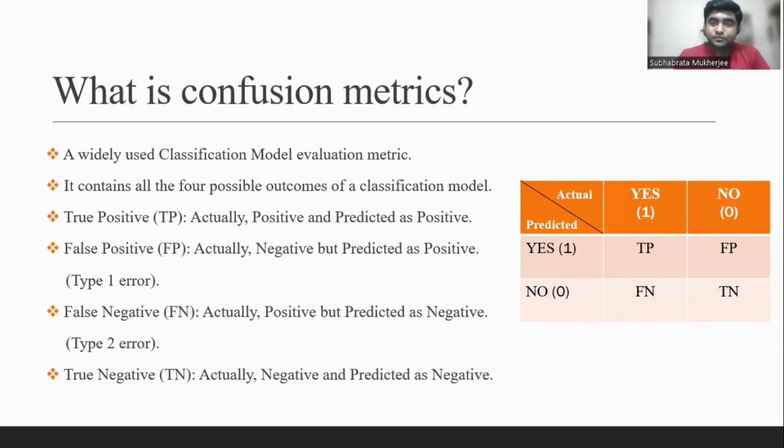Now, in the confusion matrix, false positive and false negative are respectively considered as type 1 error and type 2 error. Always, in any classification model, our motive will be to reduce the value of type 1 error and type 2 error.